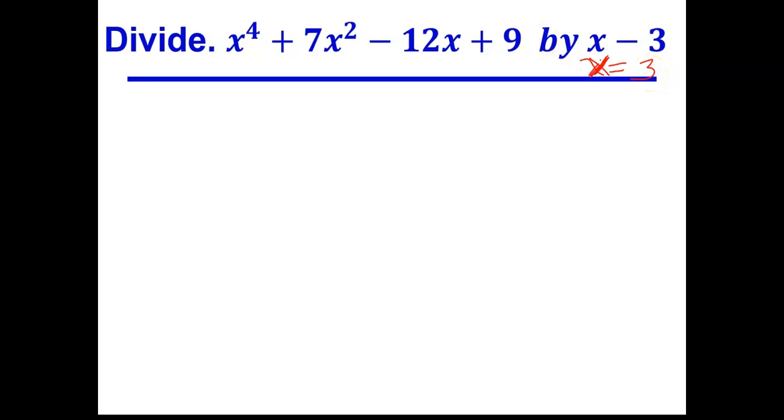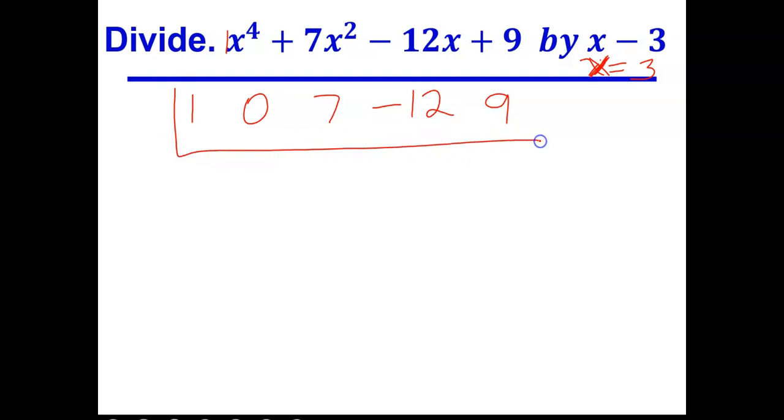So what we do is take the coefficients of all the terms, keeping in mind that all the degrees must be accounted for. Here we have the power 4, and we are missing the power 3, so we put 0 there. So we have 1, then 0, then 7, then negative 12, and then the constant is 9. Once we have these, we are dividing by 3.